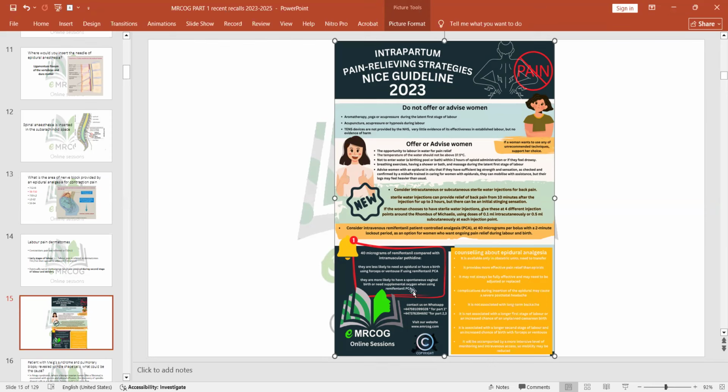Another exam question here. Which, for example, type of analgesia is used for PCA? Remifentanil. Again.